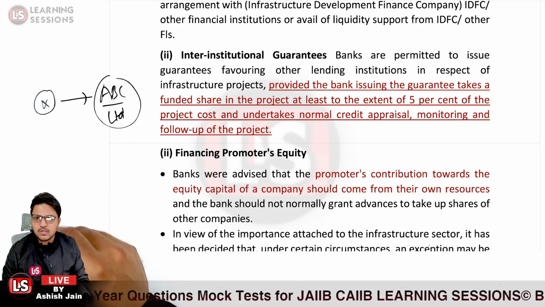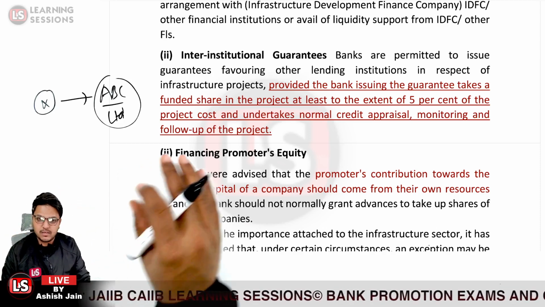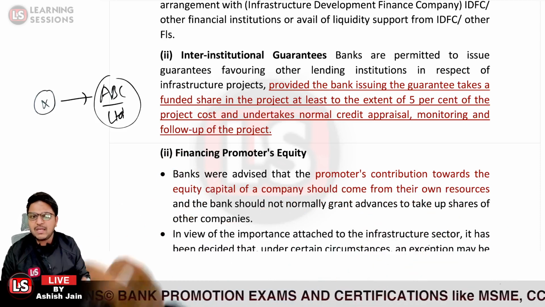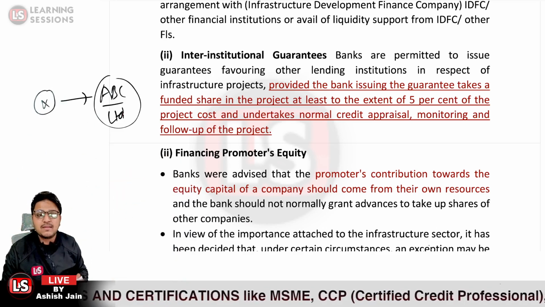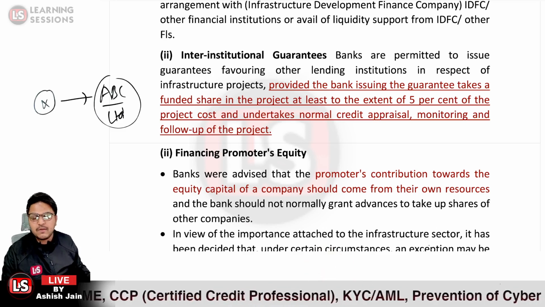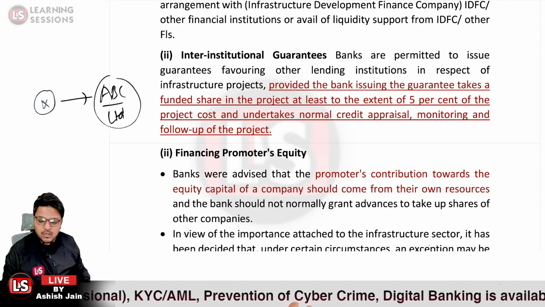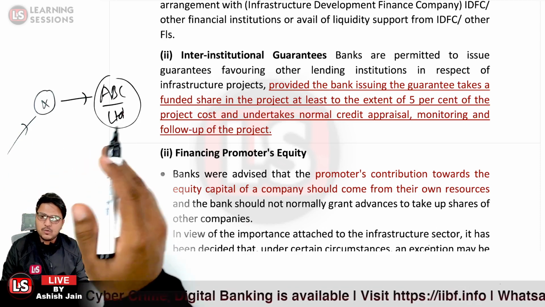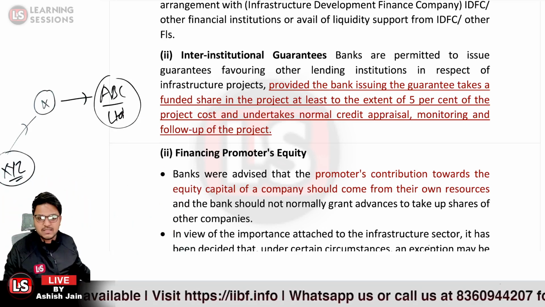Now, for that purpose, it was not allowed for the bank to finance the purchase of shares of another company. So banks were advised that the promoter's contribution towards the equity capital of the company should come from X's own resources, and banks normally do not grant advances to take up shares of other companies. But looking at the importance attached to infrastructure, it was decided that under certain specific circumstances, an exception may be allowed where banks can extend an advance to X so as to contribute into the equity of ABC Limited. So indirectly, the bank is going to advance to the infrastructure company. Is that particular part clear?